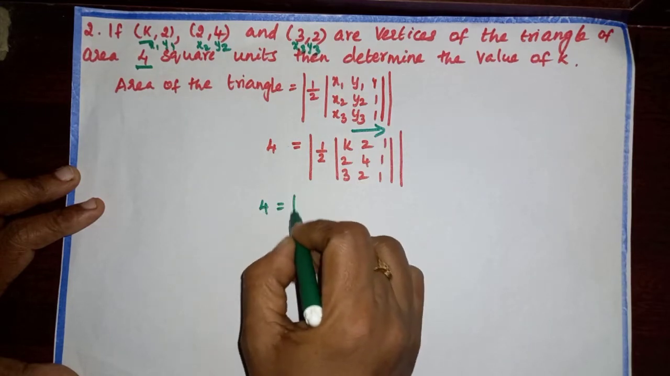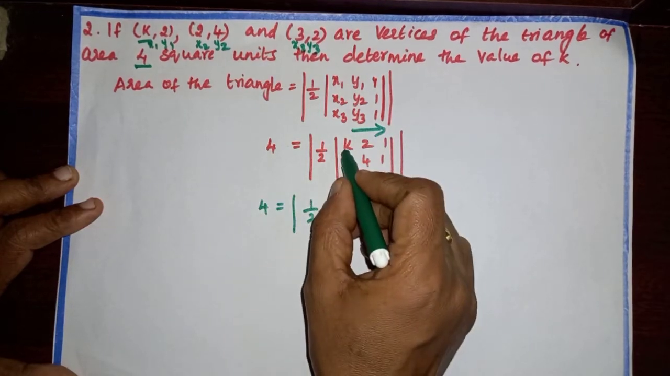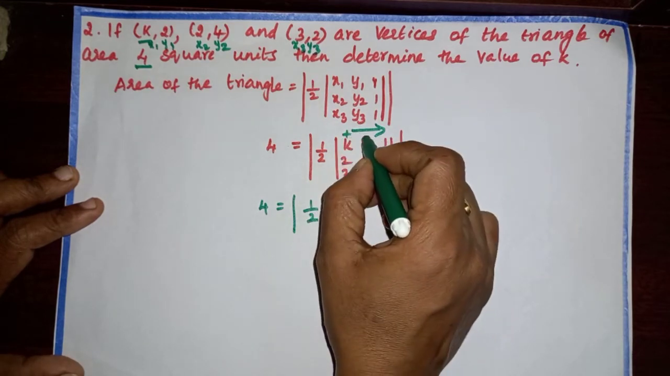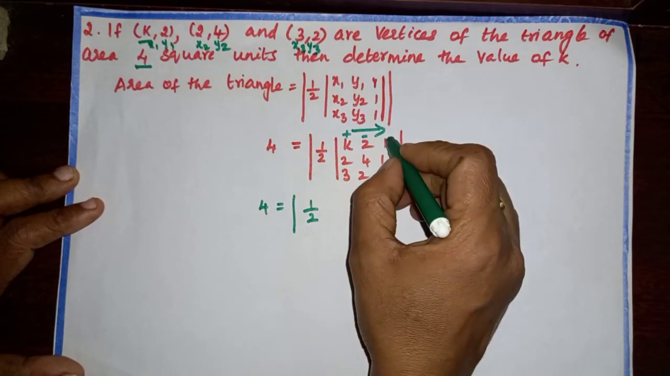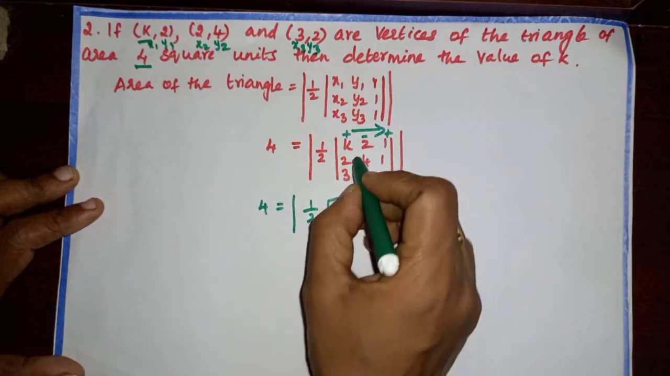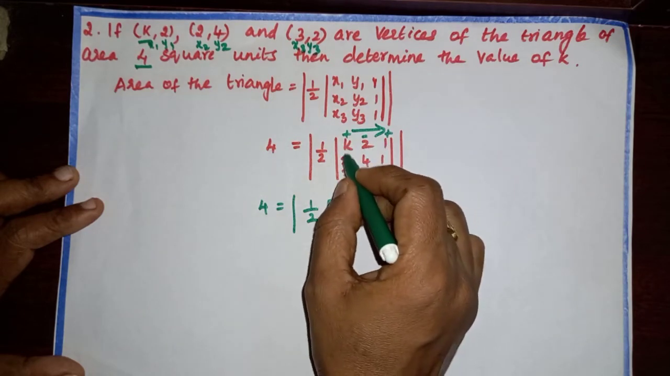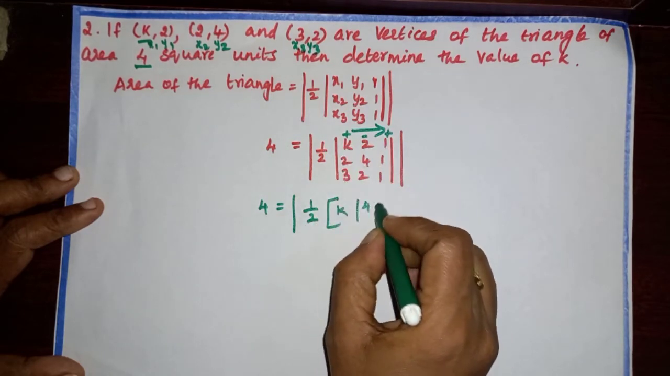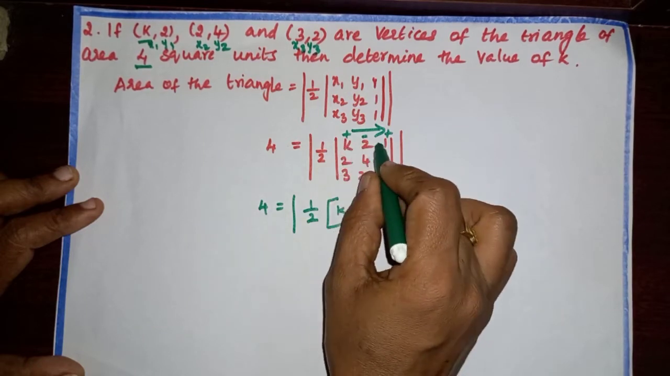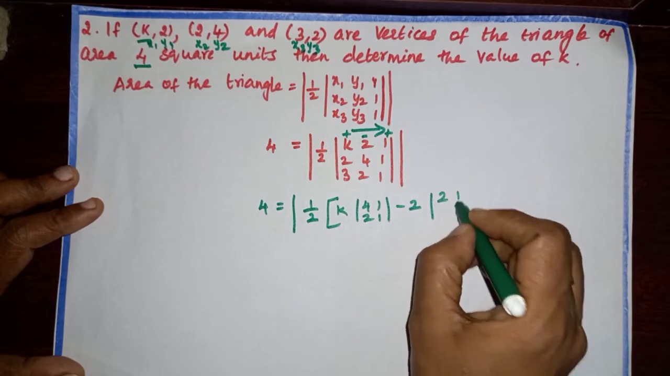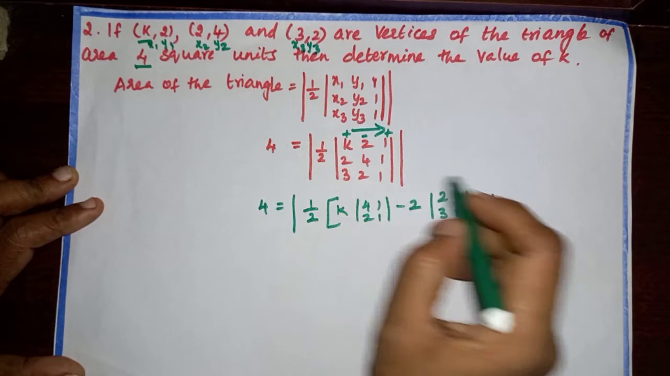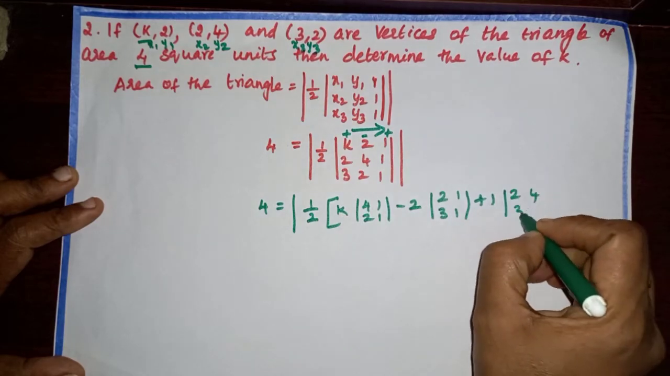4 equals absolute value of 1 by 2. K is in 1, 1, so you have to use positive sign. 2 is in 1, 2, so you will get negative sign. 1 is in 1, 3, so we have to use positive sign. For K, you have to delete the first row and the first column. We have 4, 1, 2, 1. Now minus 2. Delete the first row and the second column. Then we have 2, 1, 3, 1. Plus 1. Delete the first row and the third column. Then we have 2, 4, 3, 2.